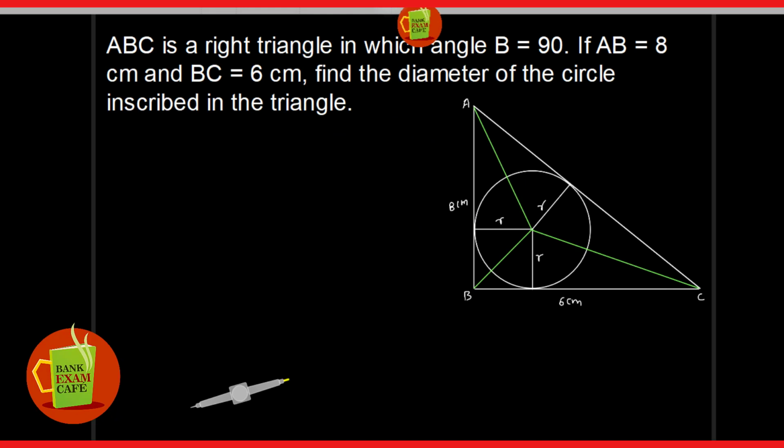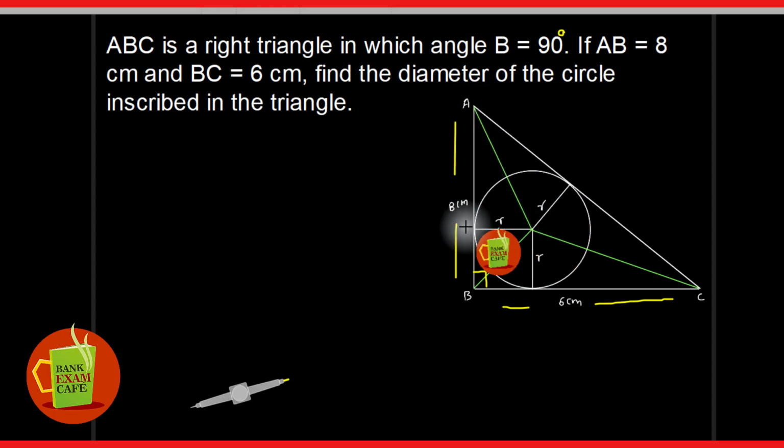Now move to the next question. The next question is that ABC is a right angle triangle, with angle B equal to 90 degrees. AB is given as 8 centimeter, and BC is given as 6 centimeter, and we have to find the diameter of the circle inscribed in the triangle.